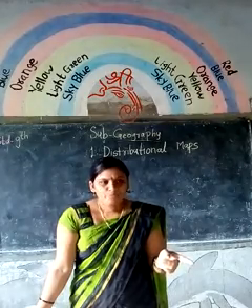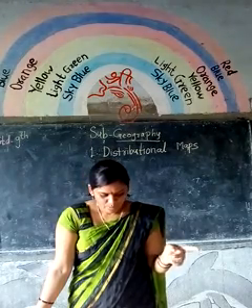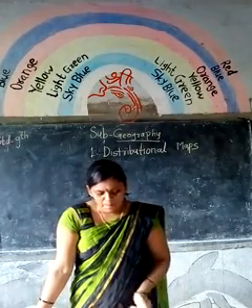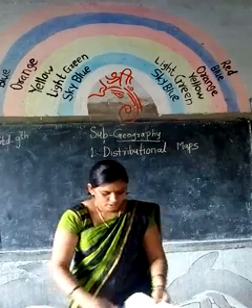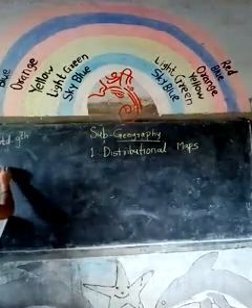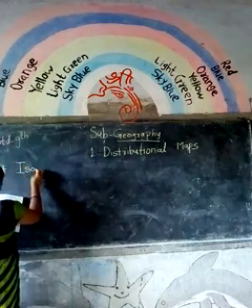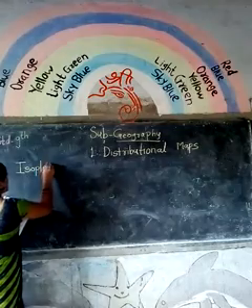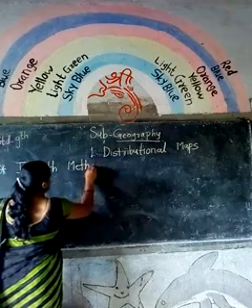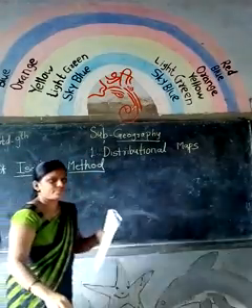Last period we learned about the dot method and choropleth method. Today we will learn about the third method. Method name is isopleth method. Third method name is isopleth method.